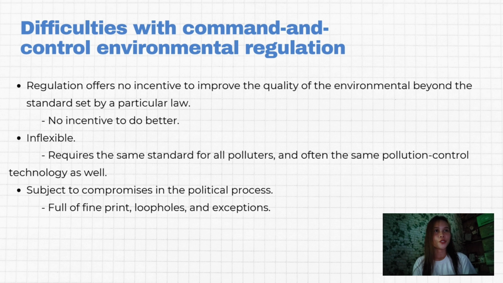Difficulties with command and control environmental regulation. We have three difficulties. First, regulation offers no incentive to improve the quality of the environment beyond the standards set by the particular law. No incentive to do better. When regulations specify a minimum environmental standard, there's often no incentive for business to go above and beyond that level. If the law sets a baseline, companies might not feel motivated to make extra efforts to enhance environmental quality because they're already meeting the legal requirements.